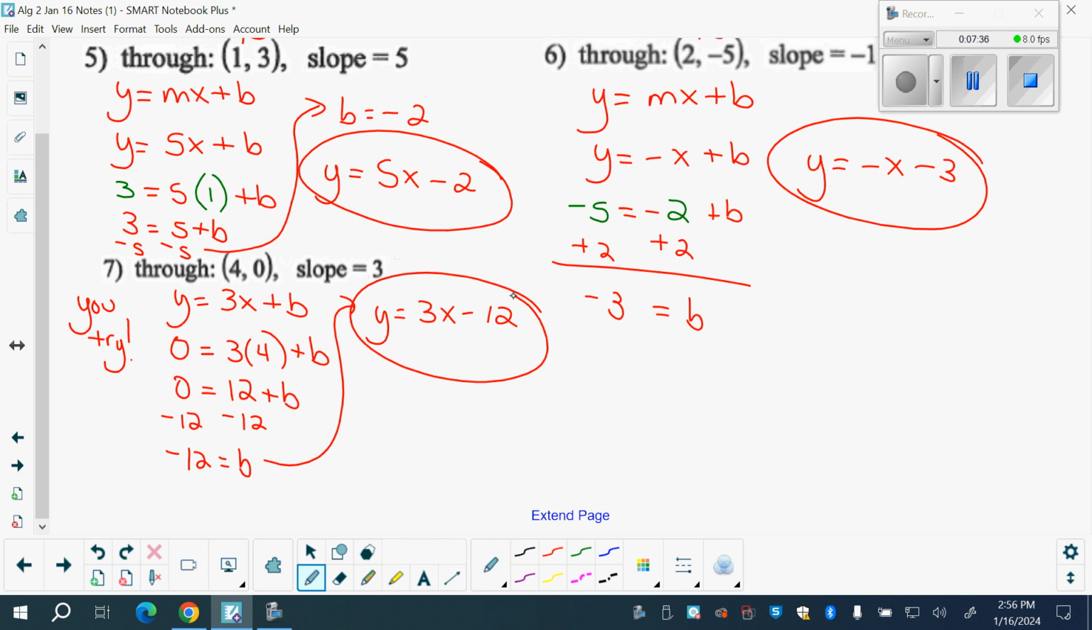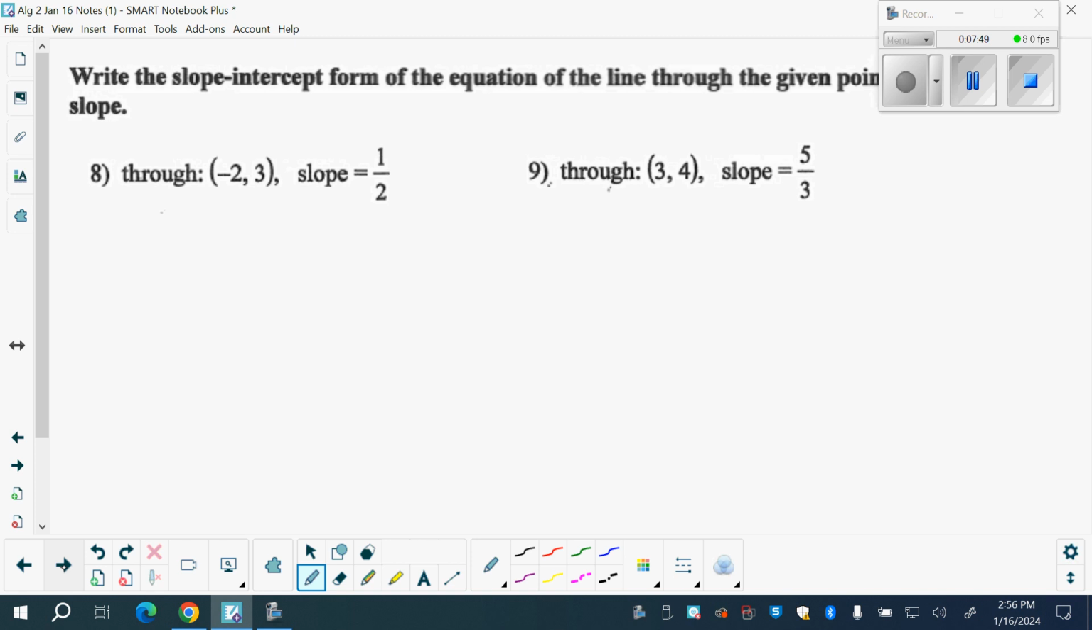Okay, so for that U try, you should get y equals 3x minus 12. Questions on that before we go on to the next one? Okay, number 8. So number 8, we're going to do the same thing. And our slope is a half. So in place of our x, we put -2, and in place of our y, we put 3.